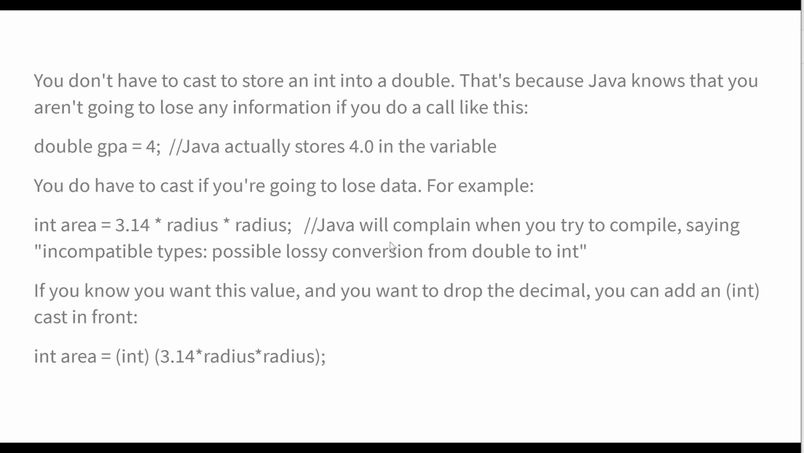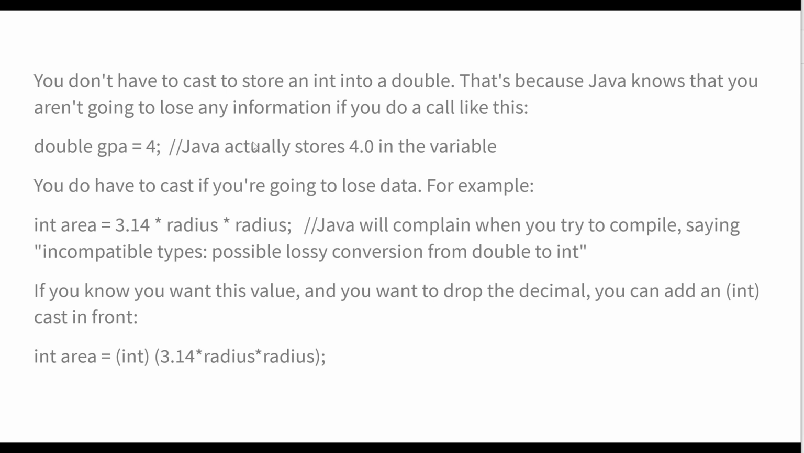you don't have to cast if you're storing from an integer into a double. That's because Java knows you're not going to lose anything when you store an integer into a double variable. So right here, if you say double gpa equals 4, notice 4 is an integer. Java is going to store 4.0 in the variable because it knows, fine, 4, I'll call it 4.0. We're all good. You do have to cast if you're going to lose some data.